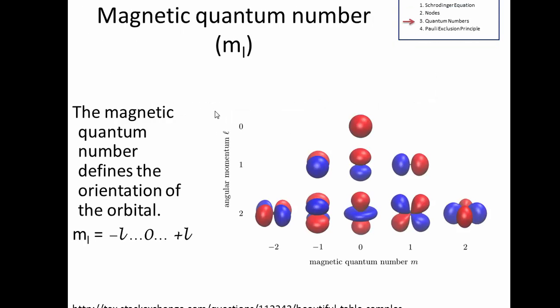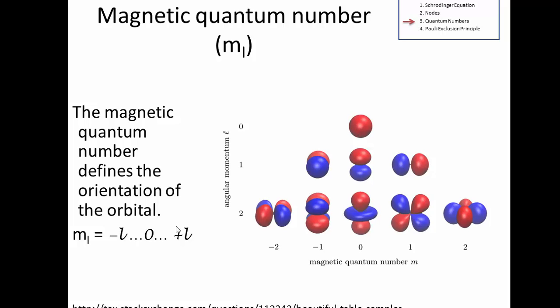The next quantum number is the magnetic quantum number, or m sub L. The magnetic quantum number defines the orientation of the orbital, and it can range from negative L to 0 up to positive L. So if we have an s orbital, we know that there's 0 angular nodes, and so L is equal to 0 for an s orbital. Therefore, m sub L can also only be 0, which makes sense, right? If you have an s orbital, it's a symmetric sphere. No matter how you turn this s orbital, it's going to look exactly the same. So there's only one possible orientation.